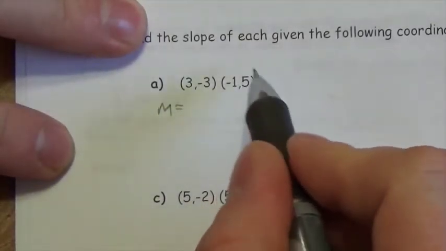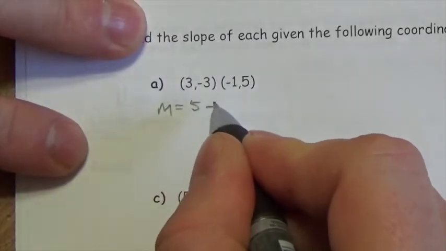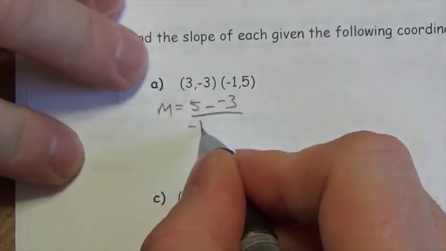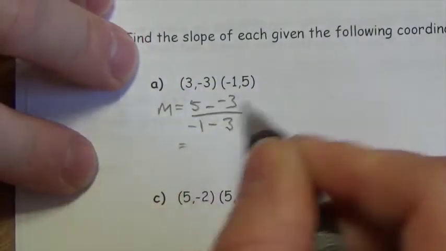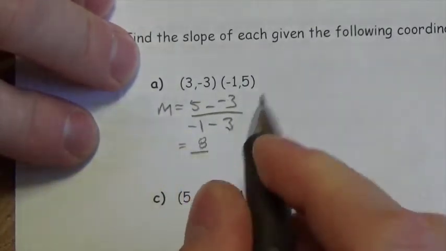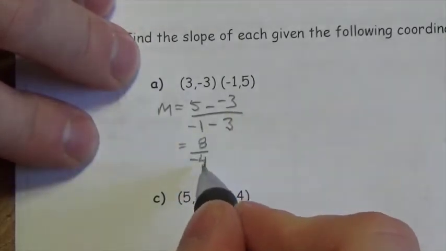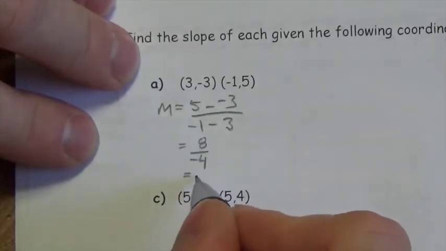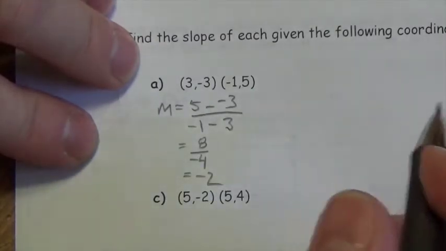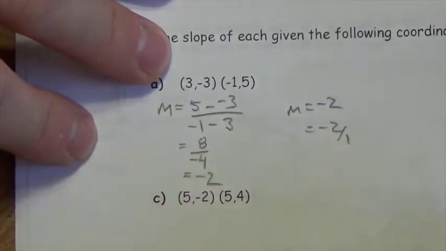I'll let that second point that you see here be point 2, this one be point 1. So now it's going to be y2 minus y1, watch the fact that there's a negative there, over x2 minus x1. So 5 minus negative 3 is the same as 5 plus 3, or 8. Negative 1 minus 3, negative 1 less 3 is going to be negative 4. And when you simplify that, we're going to get negative 2. So the slope of that line segment there is going to be negative 2. Or negative 2 over 1 if you want to write it like that.